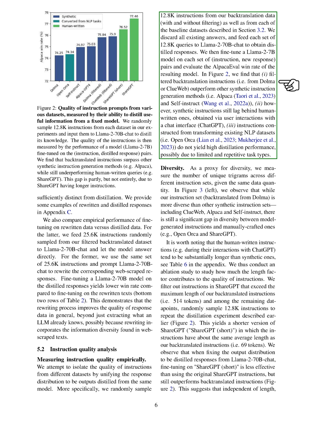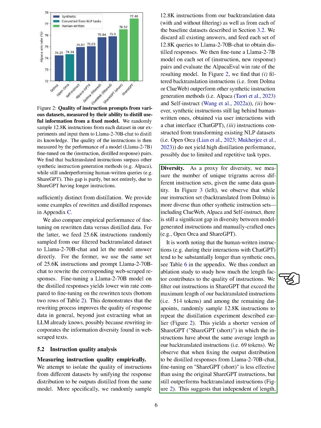We then fine-tune a Llama 2 7B model using pairs of instructions and their corresponding new responses, and we assess the performance of the resulting model using the Alpaca eval win rate. Our findings indicate that filtered back translation instructions, such as those from Dolma or ClueWeb, perform better than other synthetic instruction generation methods like Alpaca and self-instruct. However, synthetic instructions still do not match the quality of human-written instructions obtained through user interactions with ChatGPT. Additionally, instructions created by transforming existing NLP datasets, like OpenOrca, do not show strong distillation performance, likely due to their limited and repetitive task types.